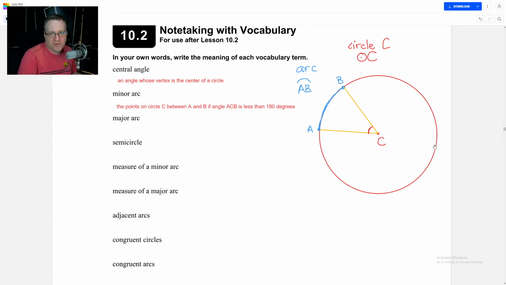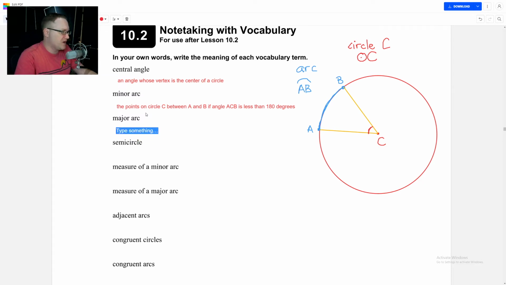If it's more than 180 degrees, then it's not a minor arc. Then it becomes what we call a major arc. So if it's more than 180 degrees, then it's a major arc. Now, minor means small, major means big, right? So if this arc is bigger than 180 degrees, then it becomes a major arc. But if it's less than that, it's a minor arc.